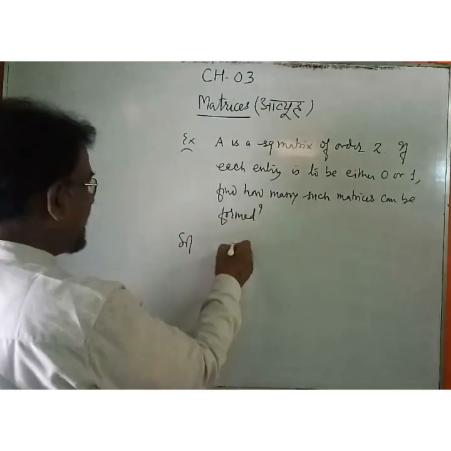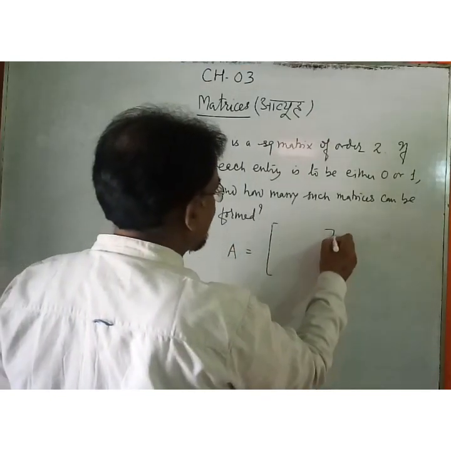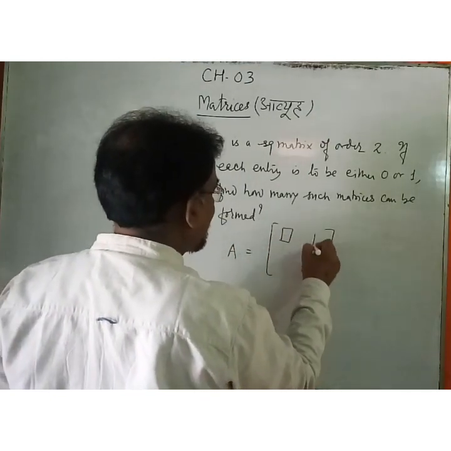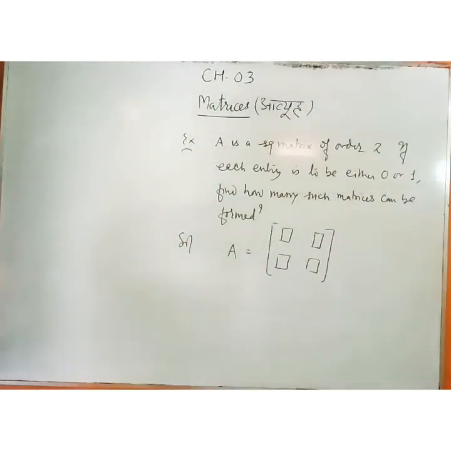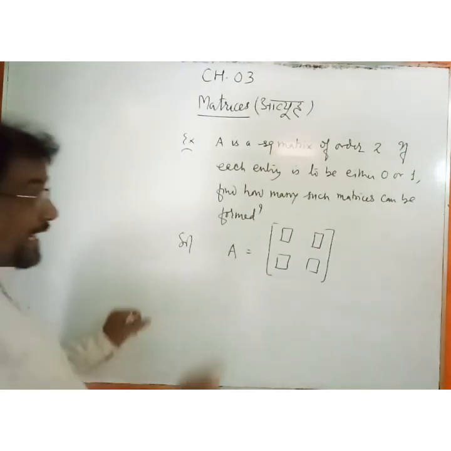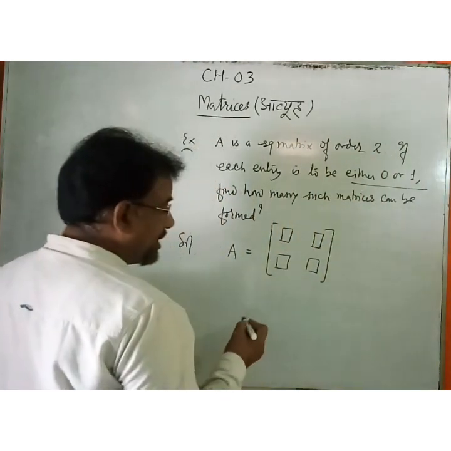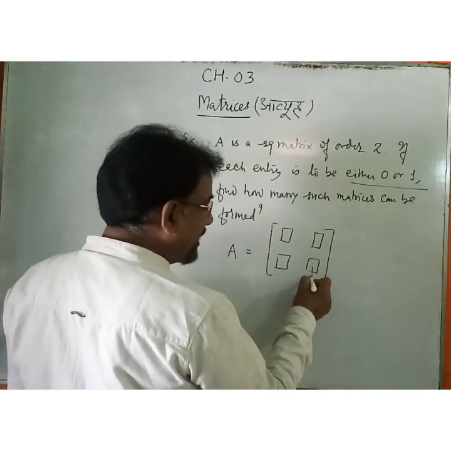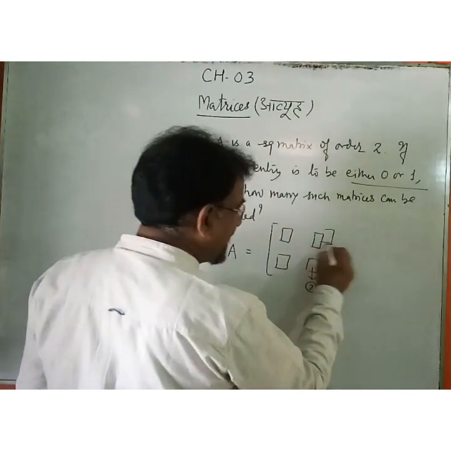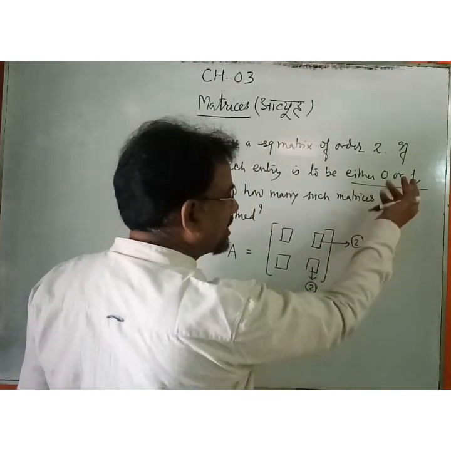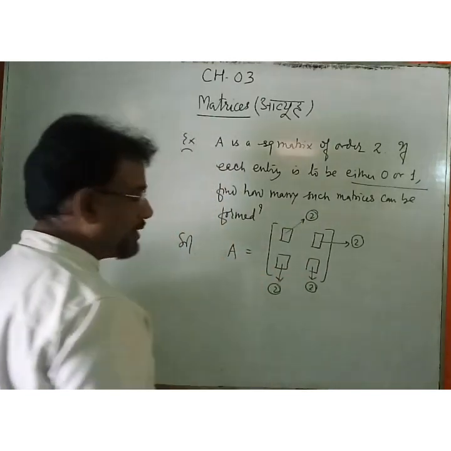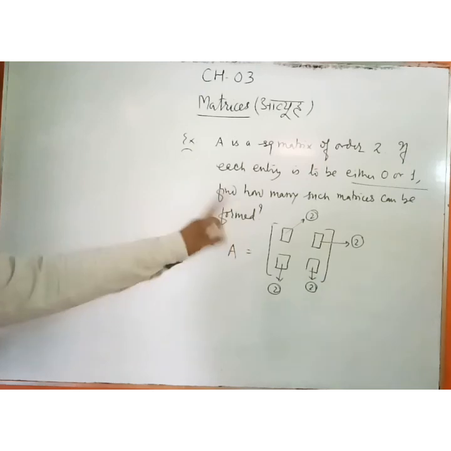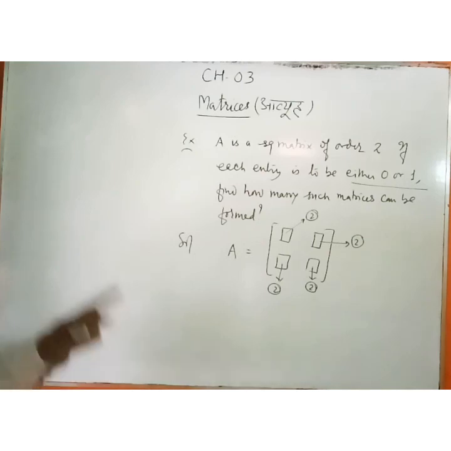Let us see. Here the matrix A is of order 2. So you have 1 place, 2 place, 3 place, 4 place. Each entry is either 0 or 1. So this place can be filled in two ways. This place can also be filled in two ways, either by 0 or 1. This can also be filled in two ways, and this can also be filled in two ways. So each of the four empty places of the matrix can be filled in two ways.